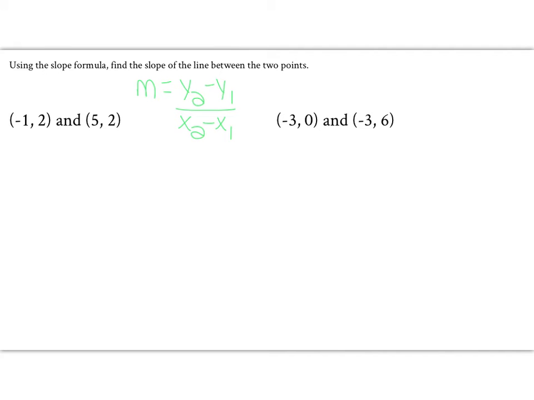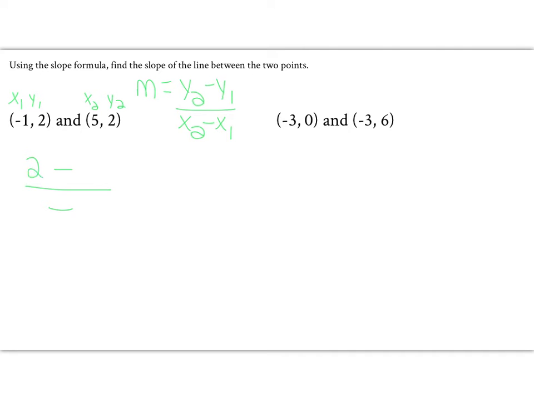Let's look at two special cases. So I have the point -1, 2. I'm going to label it x sub 1, y sub 1. And 5, 2, I'm going to label x sub 2, y sub 2. So slope is the ratio of the change in y over the change in x. So I'm going to go ahead and put my subtraction sign there.